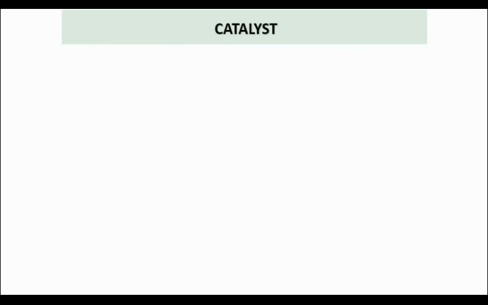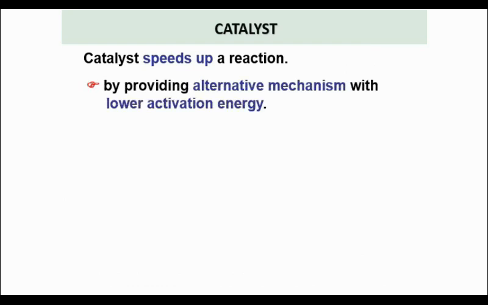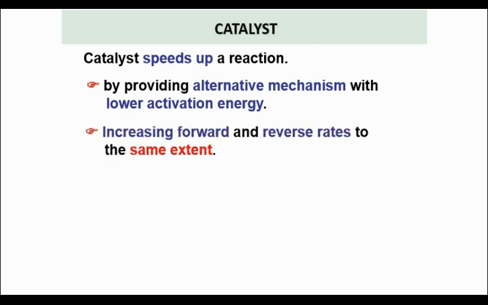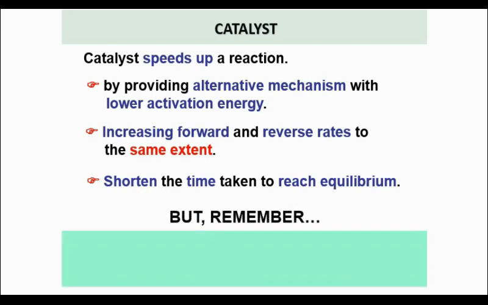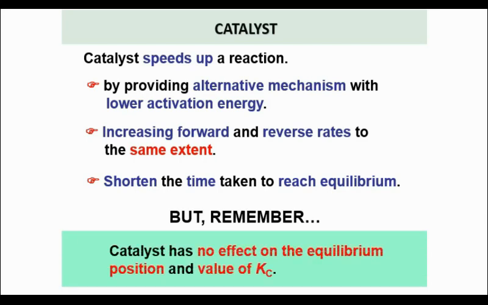So, to summarize what we already looked at in the previous slide, a catalyst speeds up a reaction. It provides an alternative mechanism or alternative pathway in a reaction with a lower activation energy. So it increases the forward and reverse rate of reaction to some extent. It shortens the time for the reaction to reach equilibrium, but however, a catalyst has no effect on the equilibrium position and the value of equilibrium constant K.